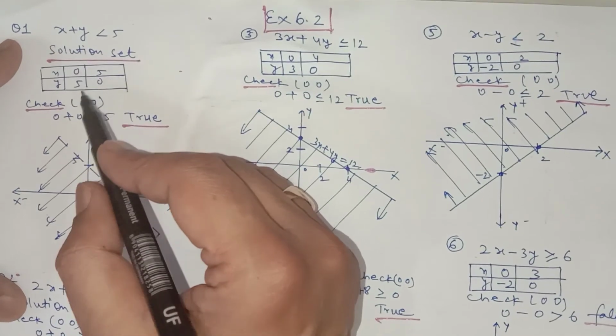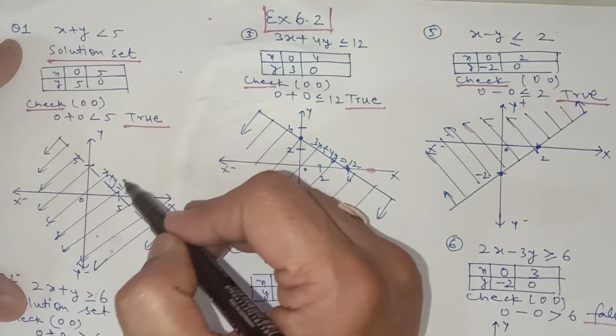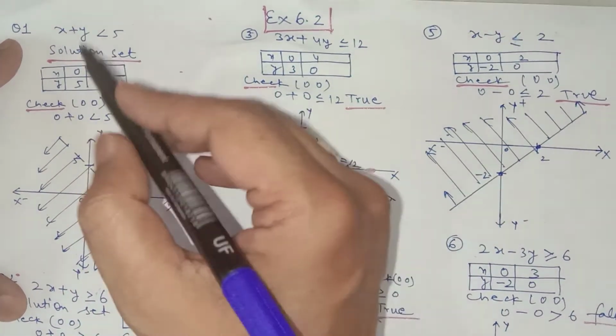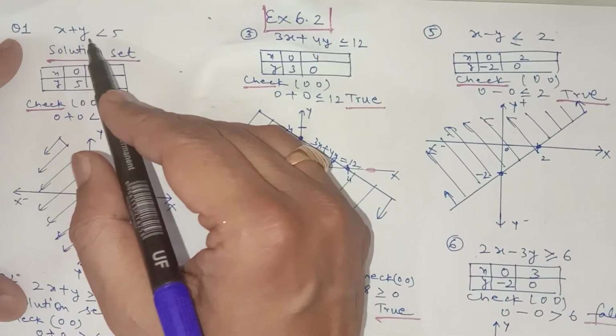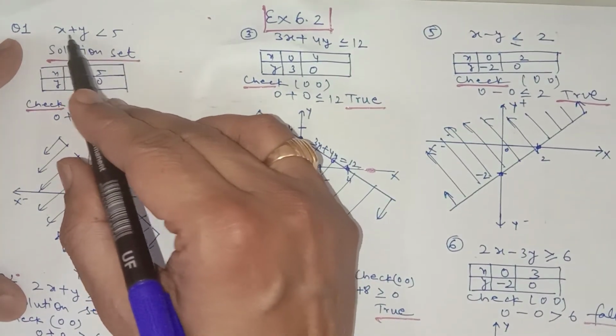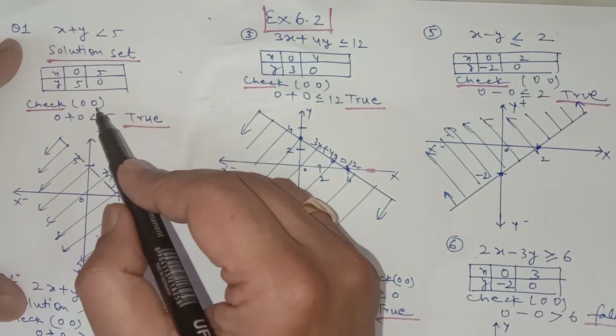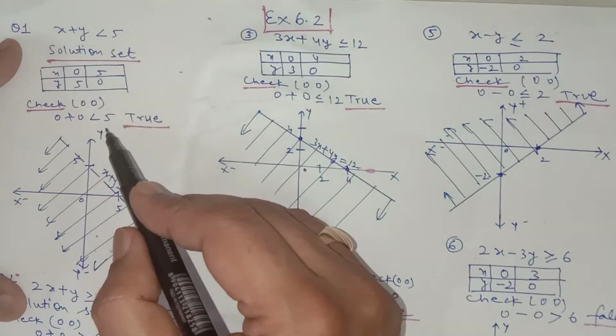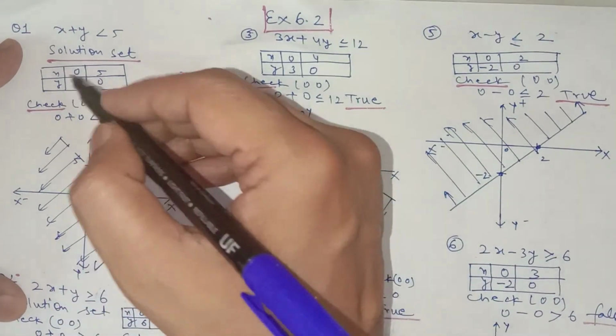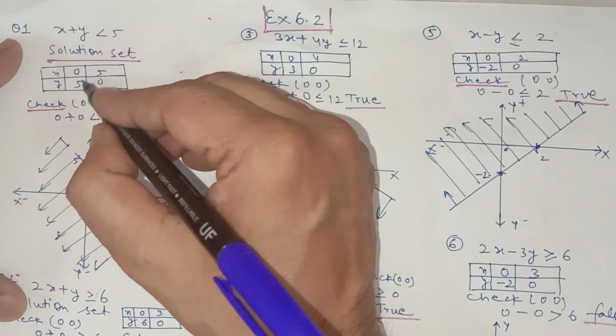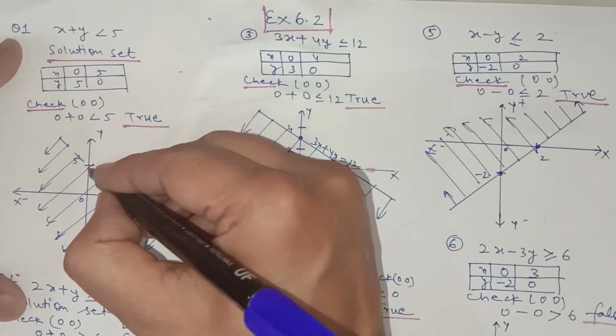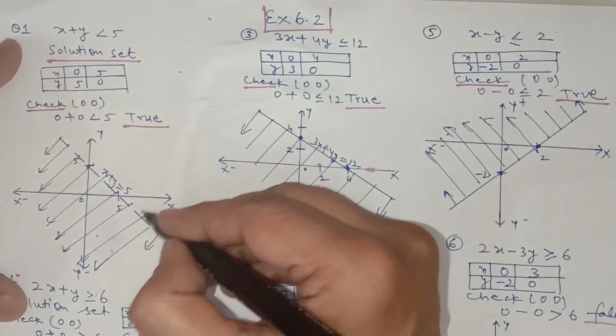Now you check which side of this line will be the solution. So you check whether (0, 0) is a solution of this inequation or not. Put x equal to 0, y equal to 0. 0 plus 0 is less than 5, which is true. It means, first of all, you draw the line for this. So (0, 5) is this, and the point (5, 0) is this.